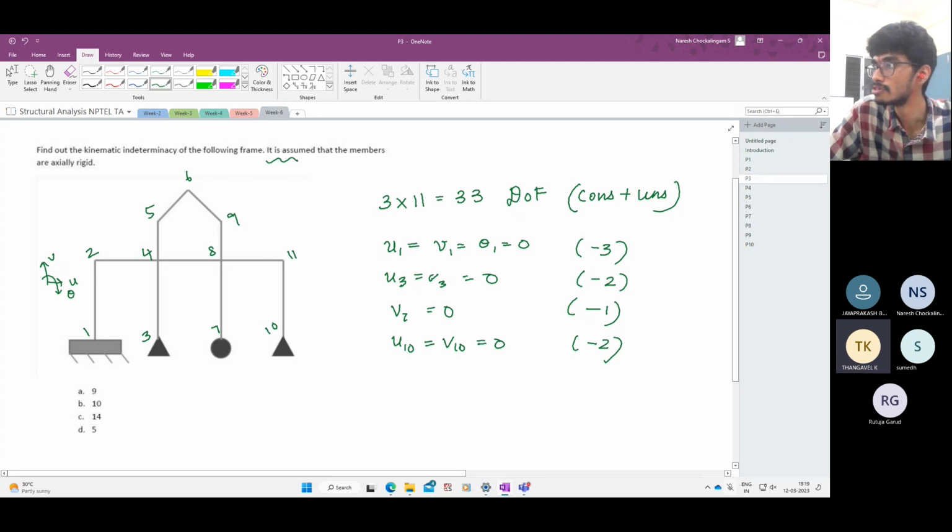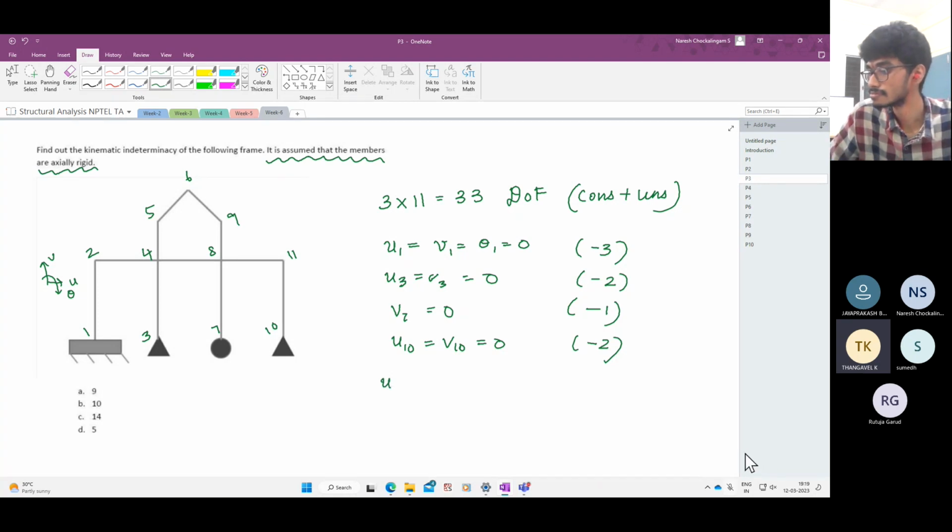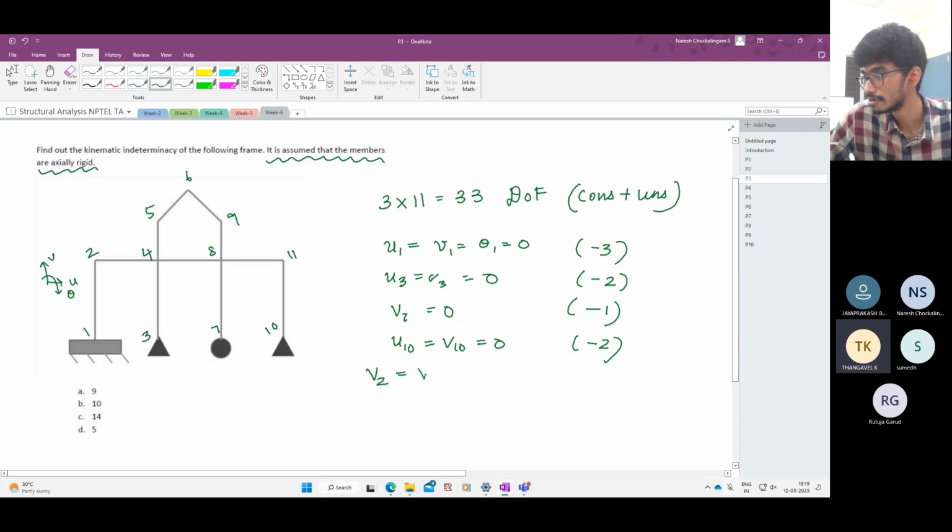Now what are they telling? It is assumed that the members are axially rigid. So what it means, V2 is equal to V1. Why? If V2 is not equal to V1, then this will be extending. This will expand, right? But that cannot happen. It cannot expand or shrink because it is actually rigid. So V2 is equal to V1. V4 is equal to V3. V8 is equal to V7. And V11 is equal to V10. And all of them are zeros. So they are also known.